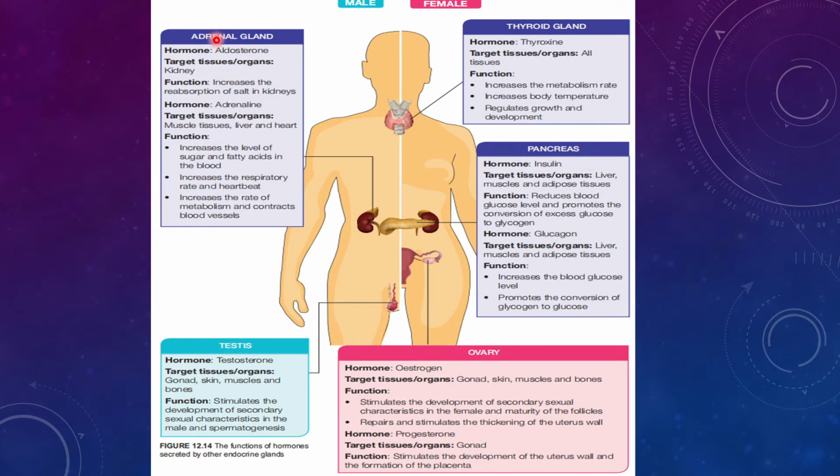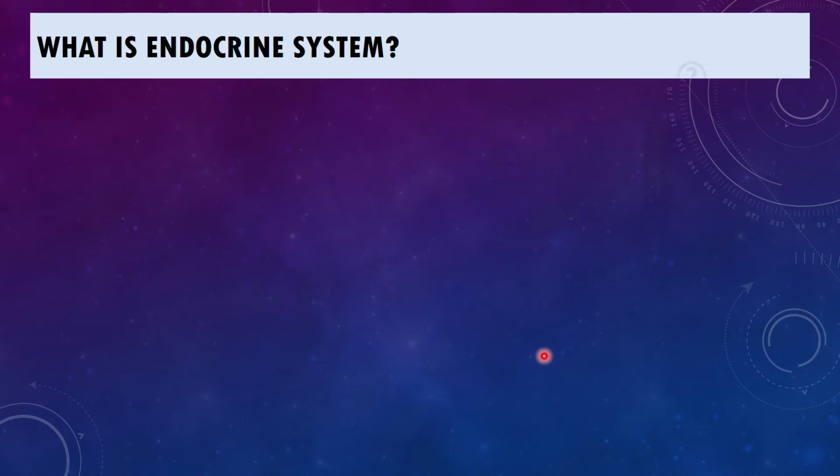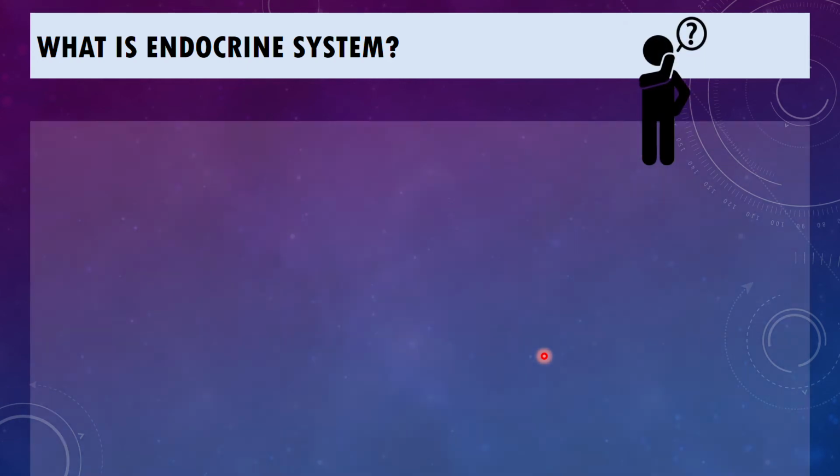So when you look at the glands, you need to be able to state the hormones that it will secrete, to state the target tissues as well as the functions of these hormones. Now let's look at the role of hormones in humans. We say hormones are actually the chemicals in the bloodstream, and they regulate the activities of organs and tissues.